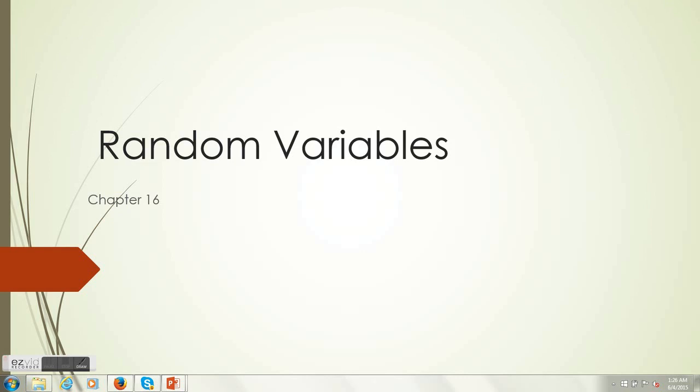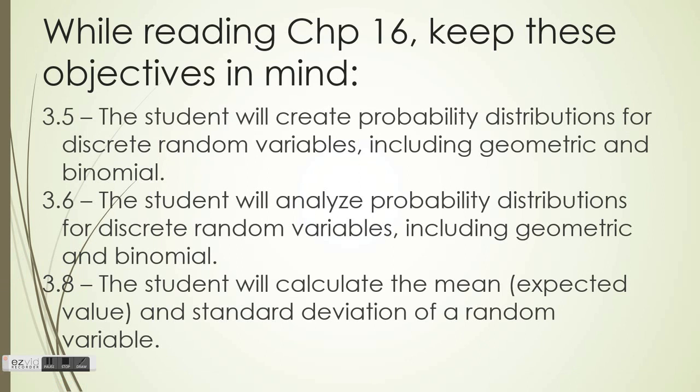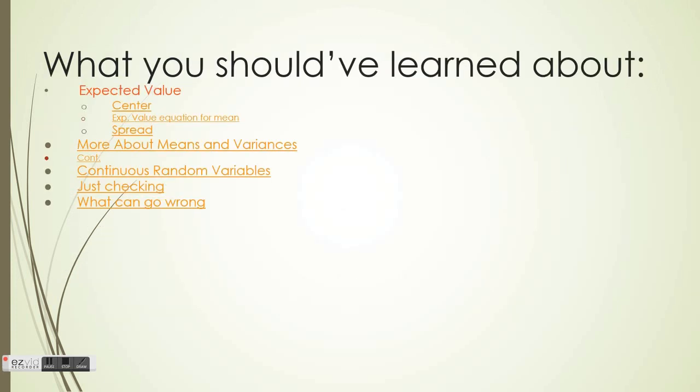Alright, so this is our PowerPoint on random variables, chapter 16. While reading this chapter, keep these objectives in mind. You'll have to create probability distributions for discrete random variables, including geometric and binomial. You'll have to analyze probability distributions for discrete random variables, and you have to calculate the mean or expected value and the standard deviation of a random variable.